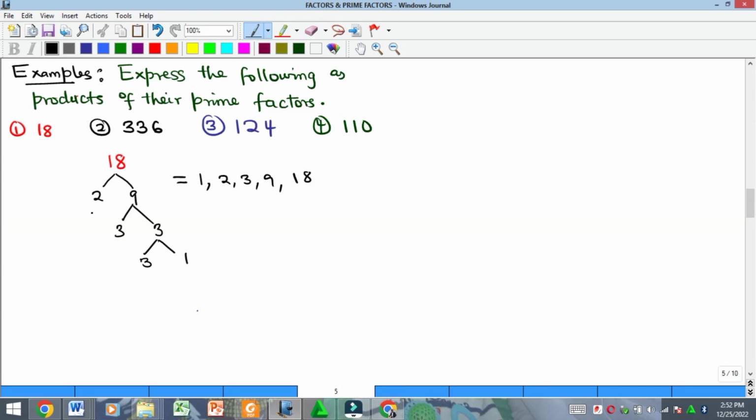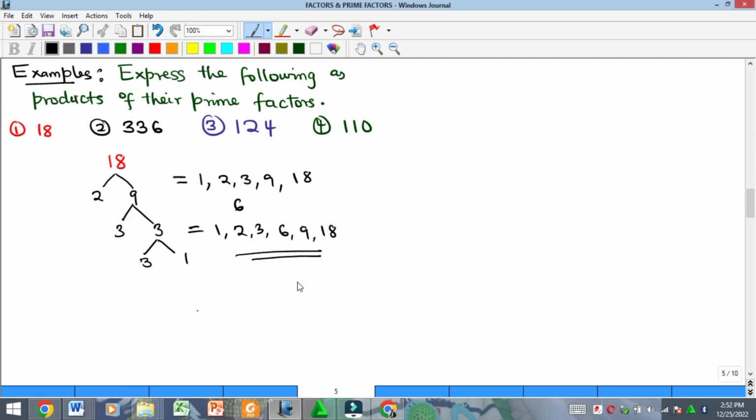For example, if I multiply 2 and 3, I'm going to get 6. 6 is also a factor of 18. If I multiply 3 and 3, I'll get 9. 9 is already here. So I think it's only 6 that is missing. Therefore, the factors of 18 are 1, 2, 3, 6, 9, and 18. And that is your solution.